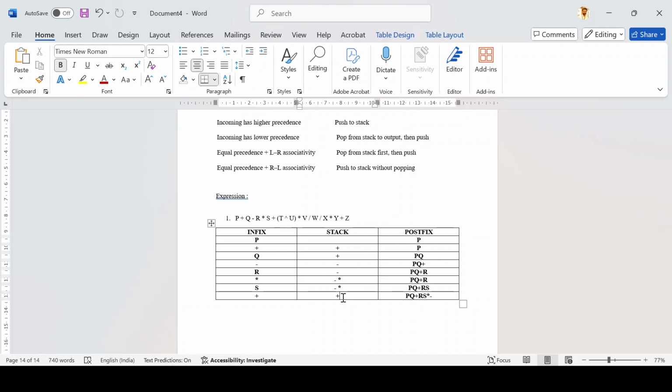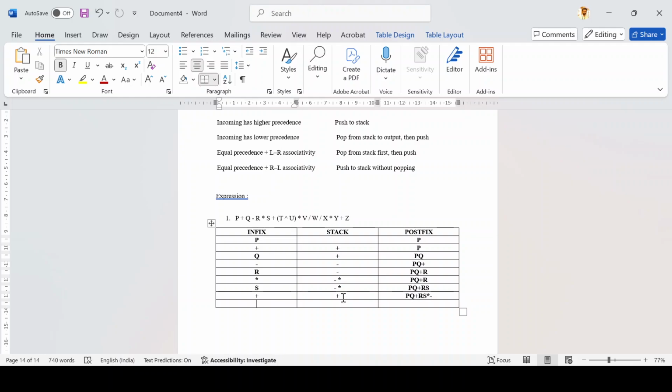So whenever the incoming operator has lower precedence, we should always pop the top of the stack and then repeat the same step. We should compare with the next operator. That's what we keep on doing.